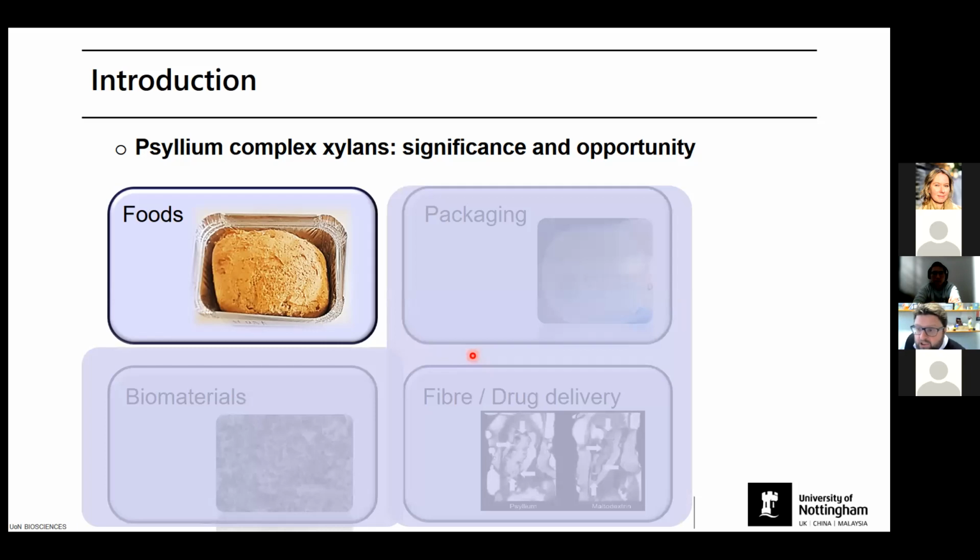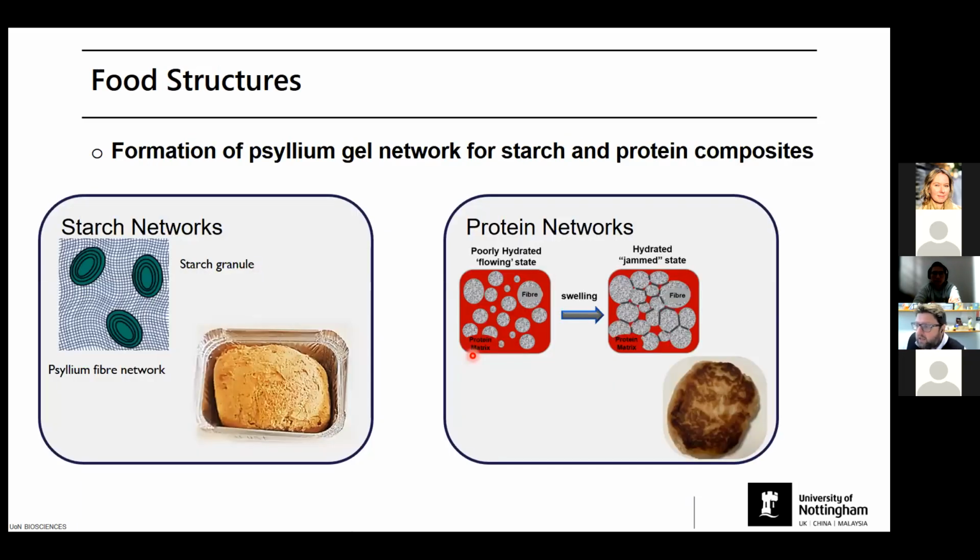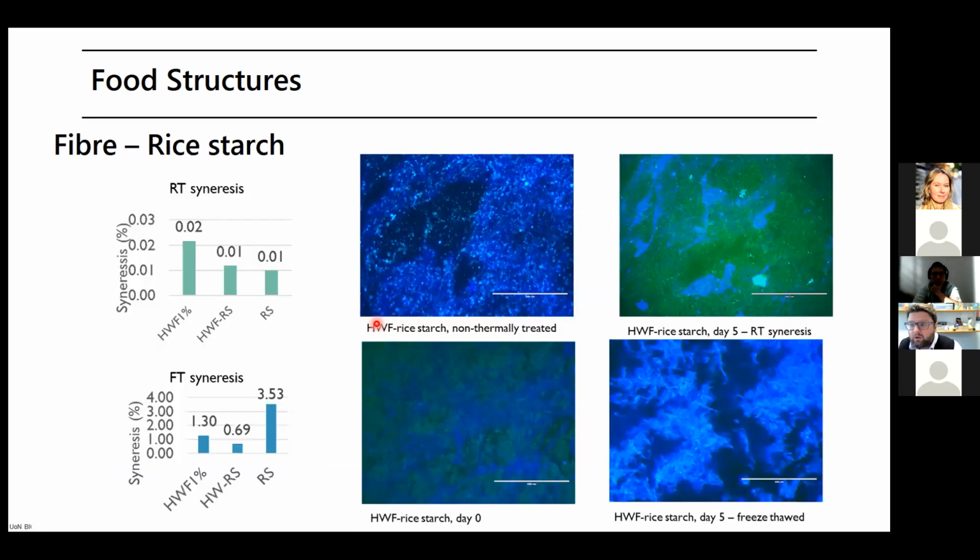So we have the application in foods, and here we can either look at the interaction with the starch networks or the protein networks. Obviously the starch networks are very useful for all types of baked products where we combine the xylem fiber with starch granules. Also the protein networks, where we can, for example, utilize xylem fiber as a replacer for thickeners in meat analog applications, when you have, for example, a plant protein matrix, and you can utilize xylem to create plant analog products.